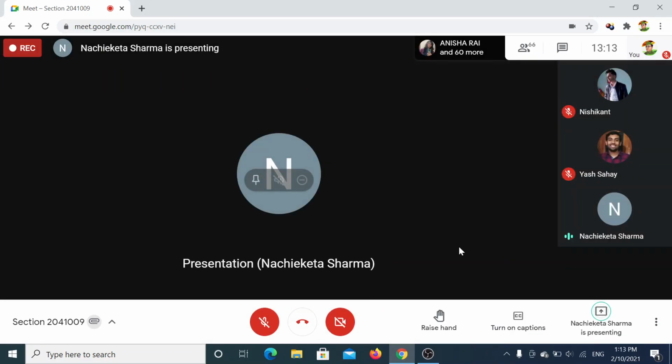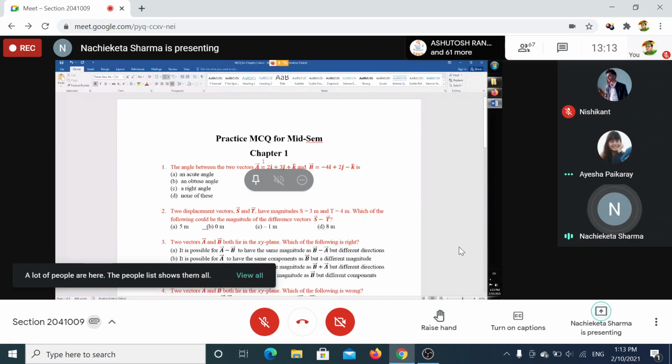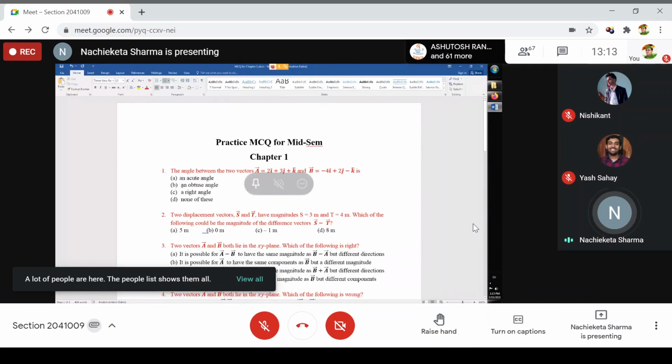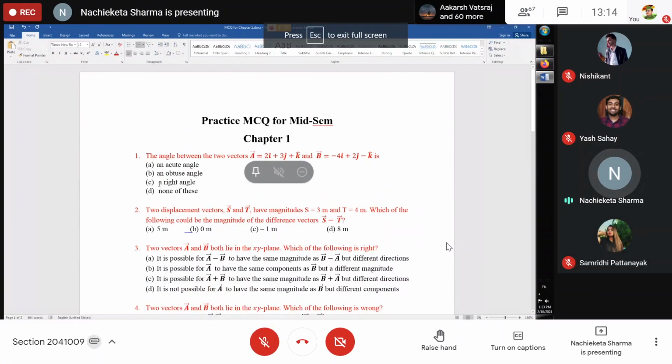It is sufficient if you can find out the dot product only, because if the dot product is 0, then the angle is right angle, 90 degree. If the dot product is positive, then the angle is an acute angle, and if the dot product is negative, then the angle is obtuse or greater than 90 degree.